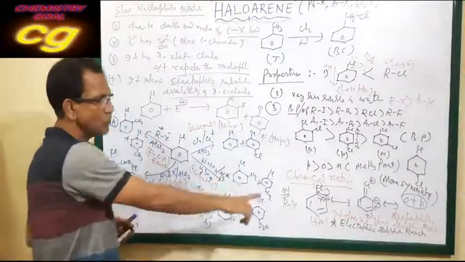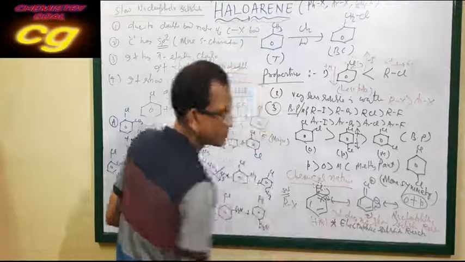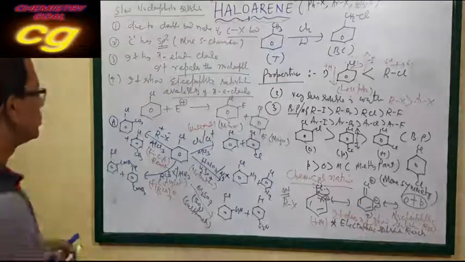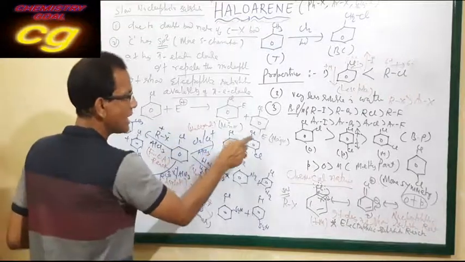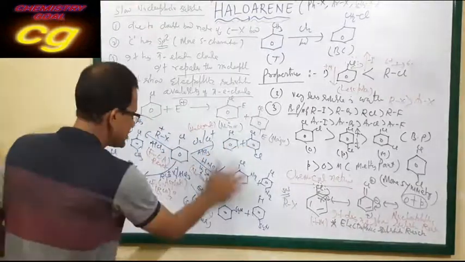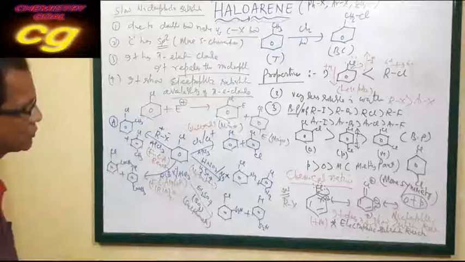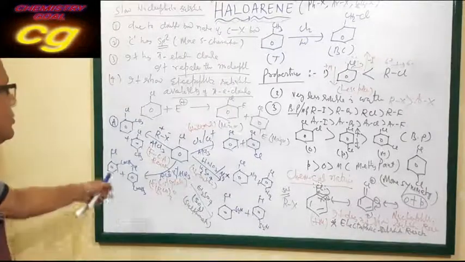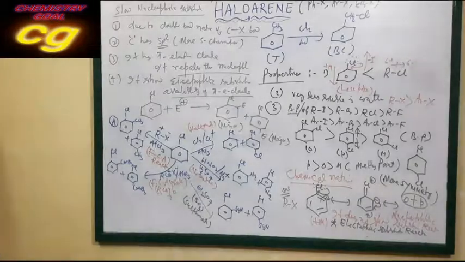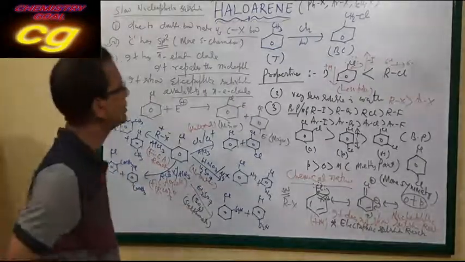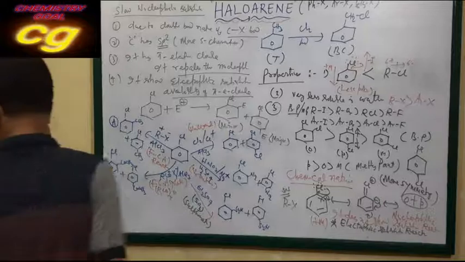In haloarenes, due to resonance, the ortho position and para position get more negative charge, so the electrophile gets substituted at the ortho and para positions. In all cases you see ortho and para products are produced due to substitution of the specific electrophile at the ortho and para positions. So what are the other reactions of haloarenes? Let us discuss the remaining.